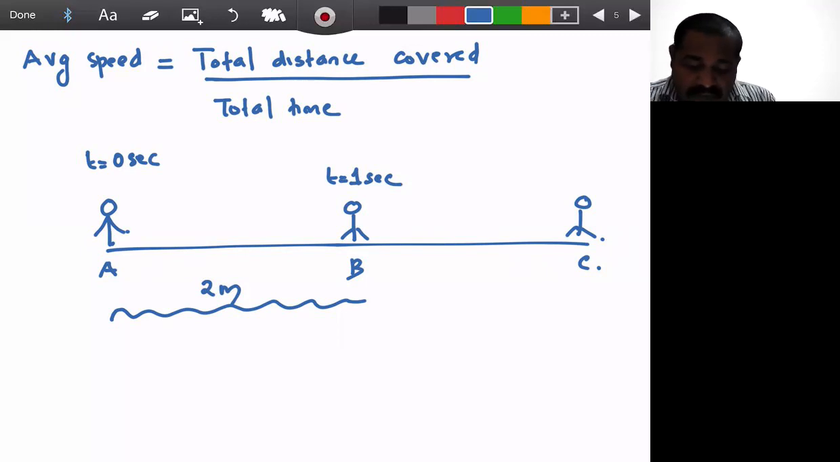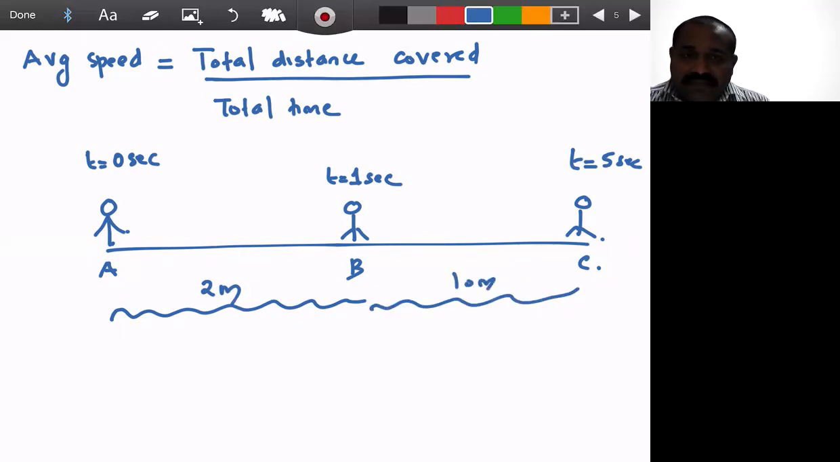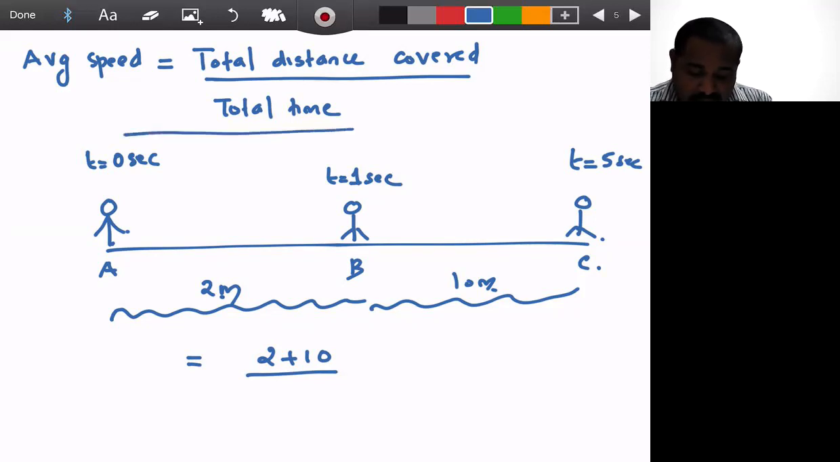Now, what happens? He took 4 seconds more to reach C. This is 10 meters away. So my question, what will be the average speed from the point A to C? What is the total distance? Total distance is equal to 2 plus 10, right? What will be the total time? From 0 to 5. That is 5 seconds, right?